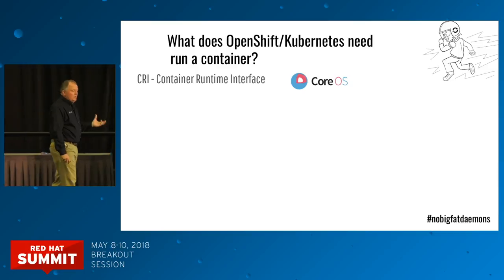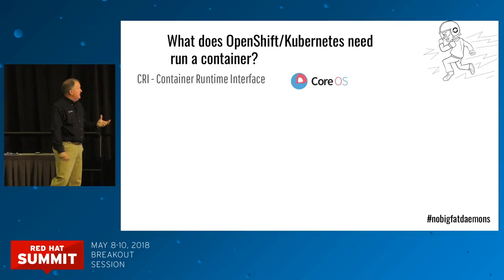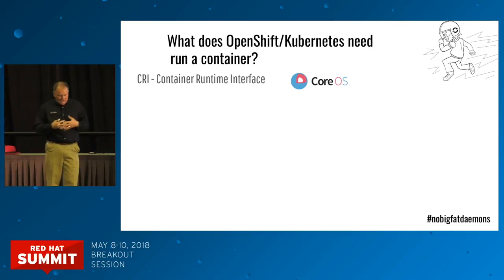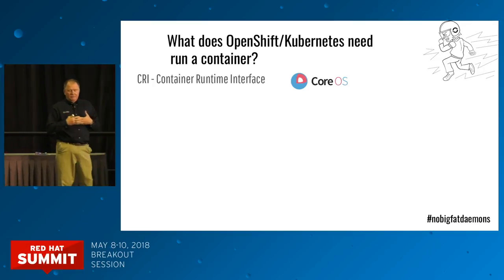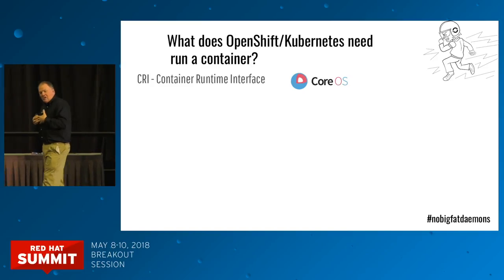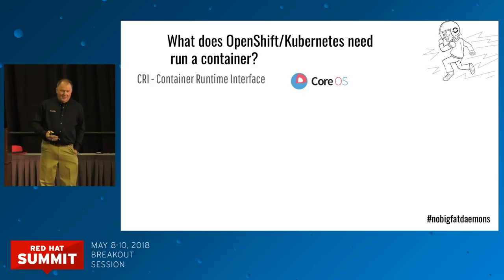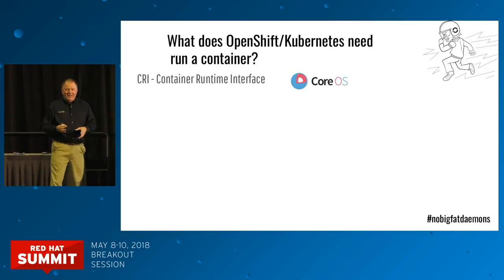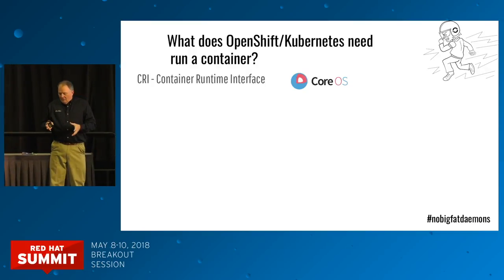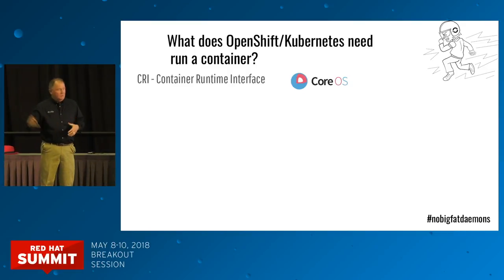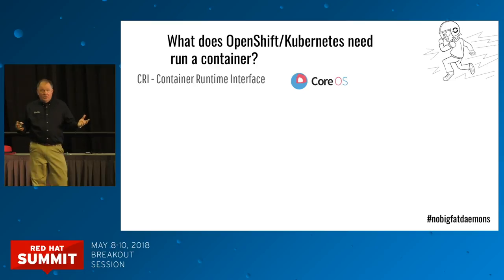So what happens when OpenShift and Kubernetes need to run a container? Well, CoreOS became involved in this. If you went back and looked at the original version of Kubernetes code, guess what was all over it? Docker CLI, okay? Not Docker CLI, Docker Engine. Kubernetes had all this implementation totally tied to that, and CoreOS came along and said, hey, what about us?